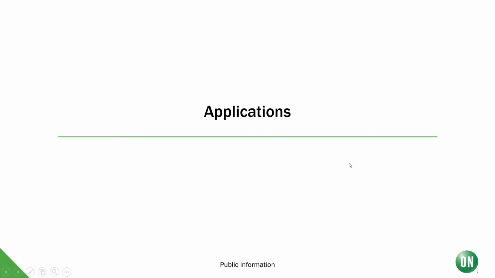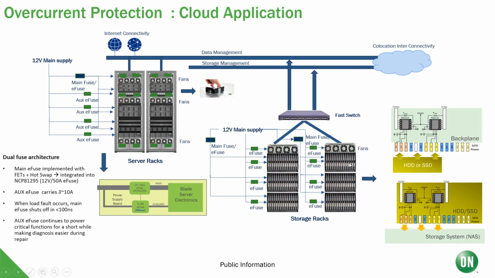What are the applications for an eFuse? There are many applications for eFuse, but we will focus on a few of the most popular ones in this video. First, we will discuss the cloud applications. In this diagram, you can see 4 different sockets for eFuse. The server and storage rack diagrams both demonstrate the so-called dual fuse architecture, where there is a single main high current fuse and a multitude of other low current auxiliary fuses. This main fuse is usually in the range of 50 to 60 amps and is either implemented as a discrete FET with a hot swap controller or an integrated solution such as the NCP81295 50 amp eFuse from Semiconductor.